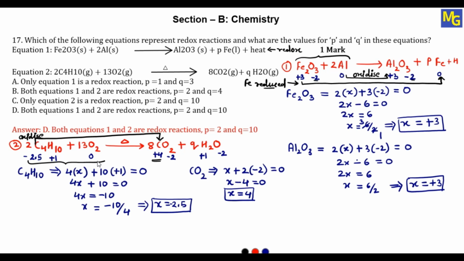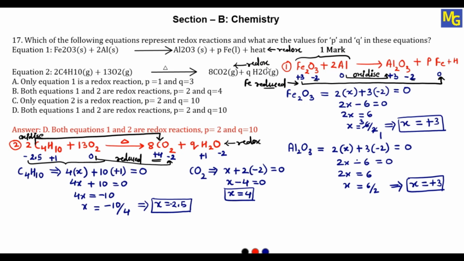And see oxygen, here it was 0, and on the other side oxygen has become minus 2. So oxidation state has decreased, so oxygen has reduced. So carbon has oxidized and oxygen has reduced. So in this reaction also, one substance has undergone oxidation, other substance has undergone reduction. Therefore, this reaction is also a redox reaction.